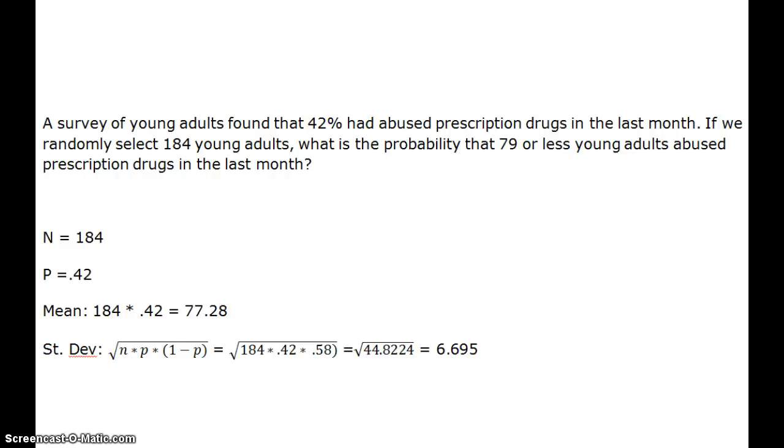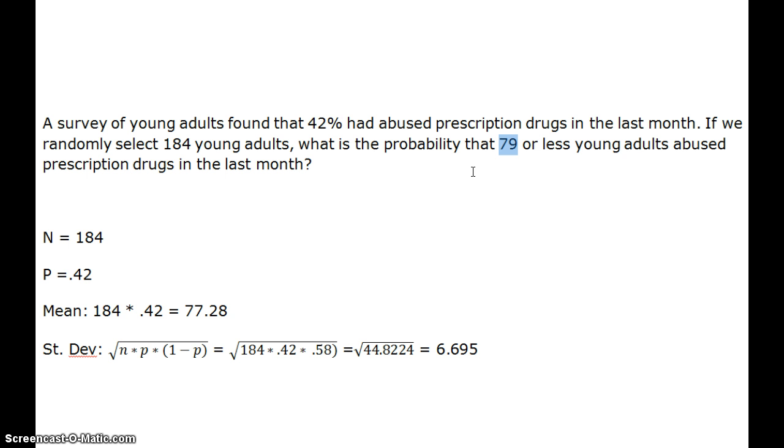This first problem is a binomial situation, so it's coming out of chapter 10.5. We're selecting a total of 184 people, and they either do abuse prescription drugs or they don't. So it's either yes or no, and that's what binomial situations are. There's a 42% chance that yes, they do abuse. So we're trying to find the probability that 79 or less abuse it.